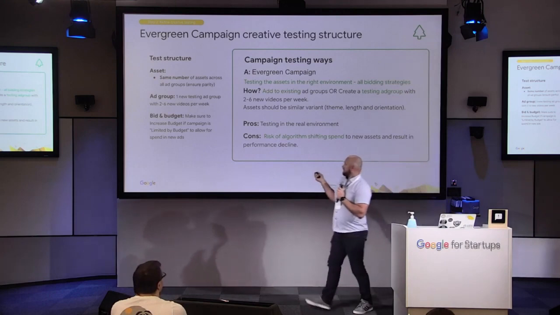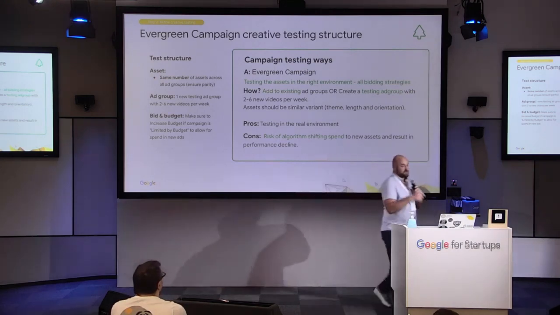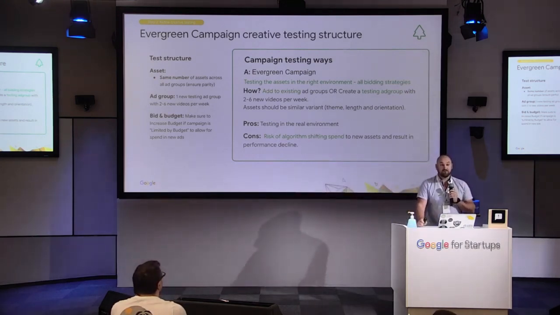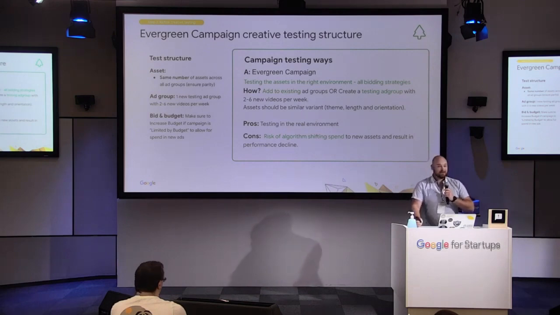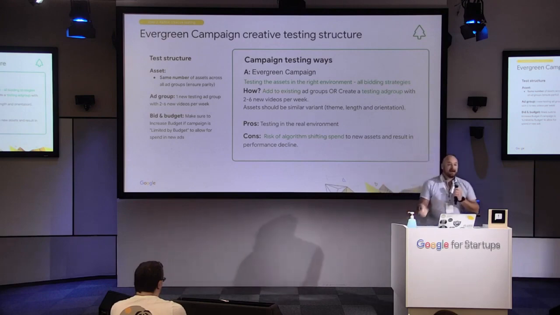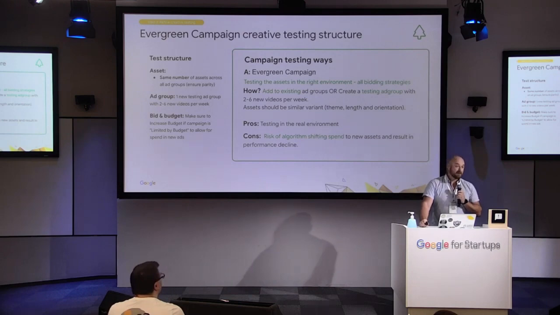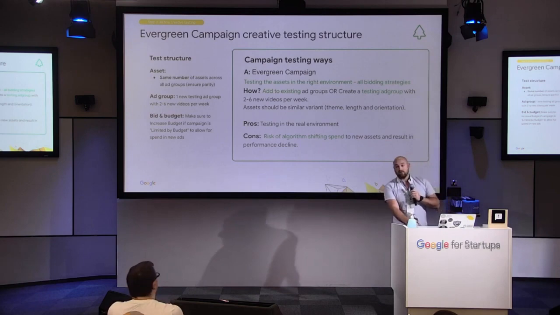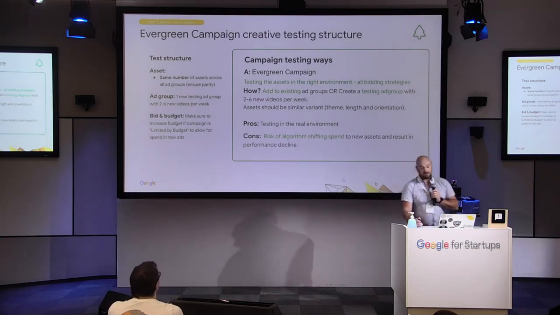Here, the risk, I guess, in the cons, is the algorithm could be shifting spend to new assets and result in poor performance or performance decline. It kind of assumes the worst right away. Maybe the assets will work really well, and then if it shifts all the spend to those, it'll be better. But it could be that the existing campaigns can experience a change in the dynamic a little bit based on the new creatives. But this is the easiest way, where you focus on performance first. You just need that performance. You need those assets tested and viewed, and then you dynamically change things around.